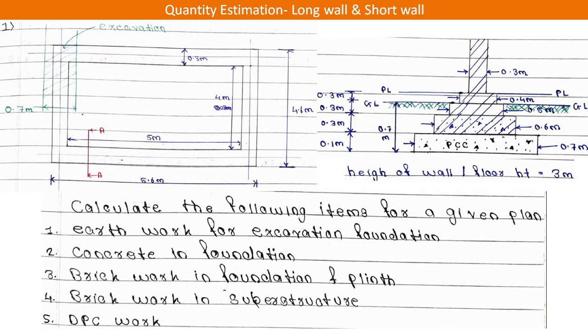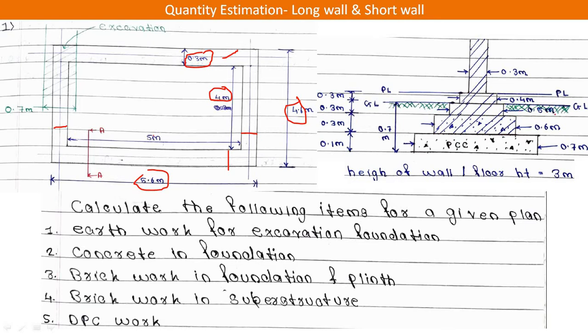So here the plan is given of a size 5 cross 4 meter in dimensions, and the thickness of wall is 0.3 meter. So the outer size will be 5.6, which comes by adding 5 plus 0.3 plus 0.3. And here the 4.6 comes from the addition of 4 meter plus thickness of wall 0.3 plus 0.3, which comes to be 4.6.